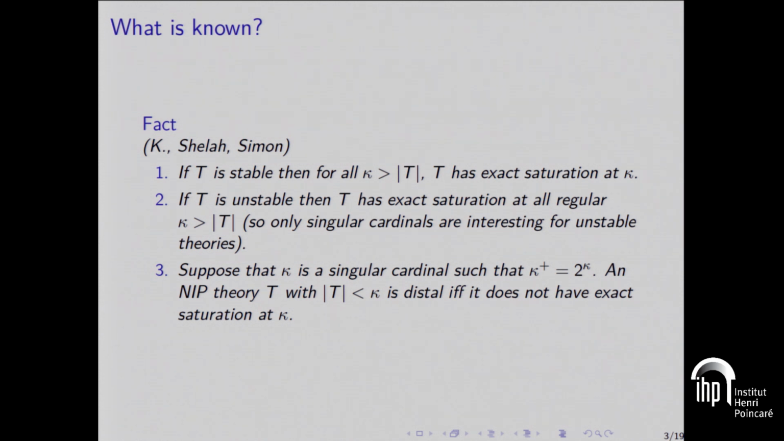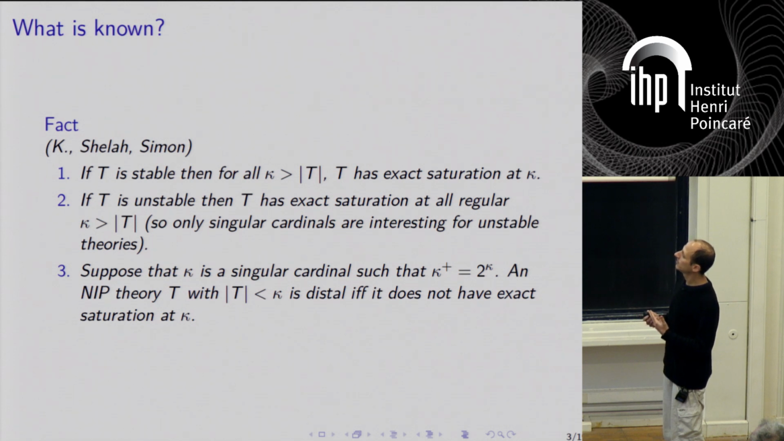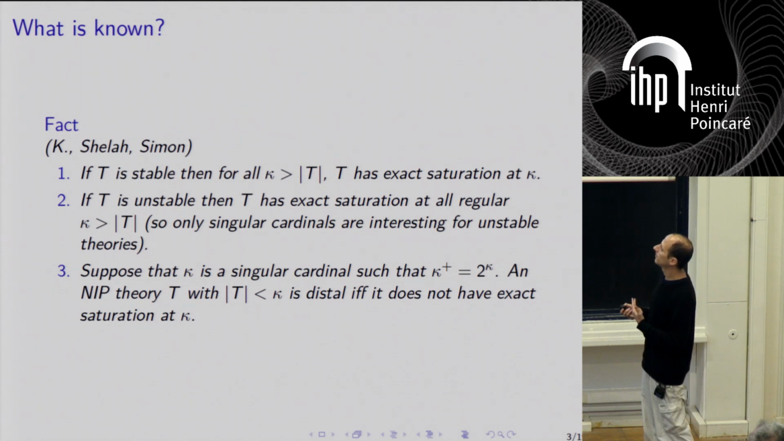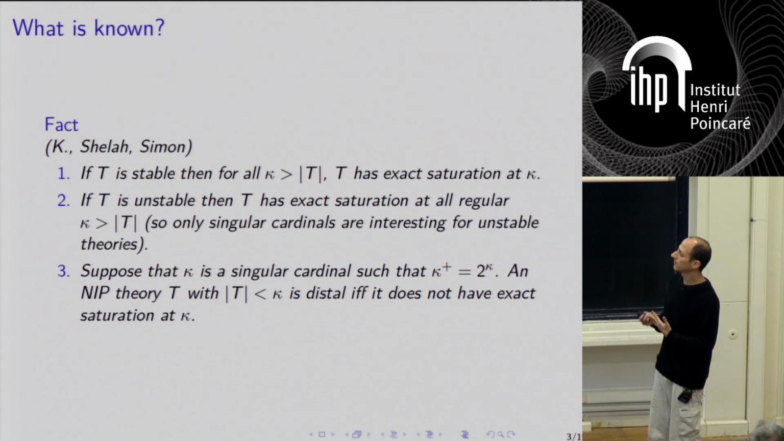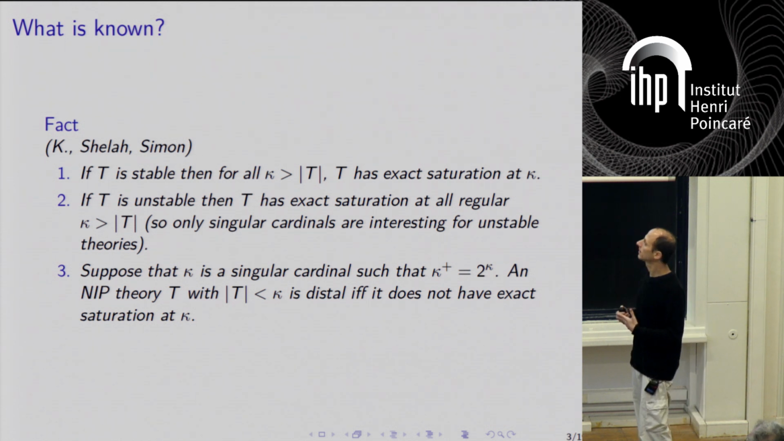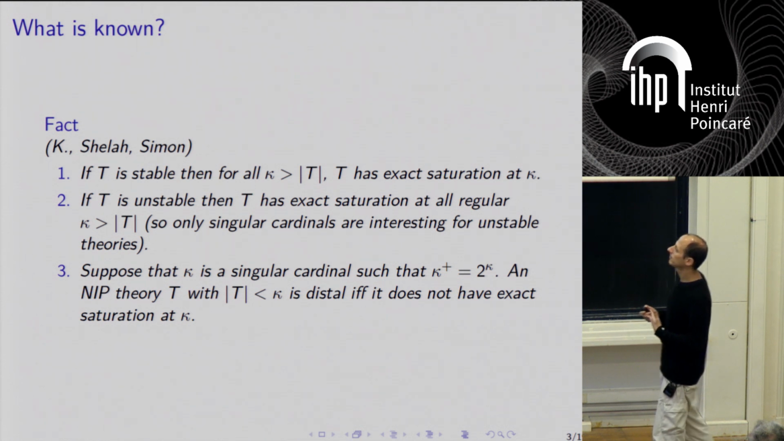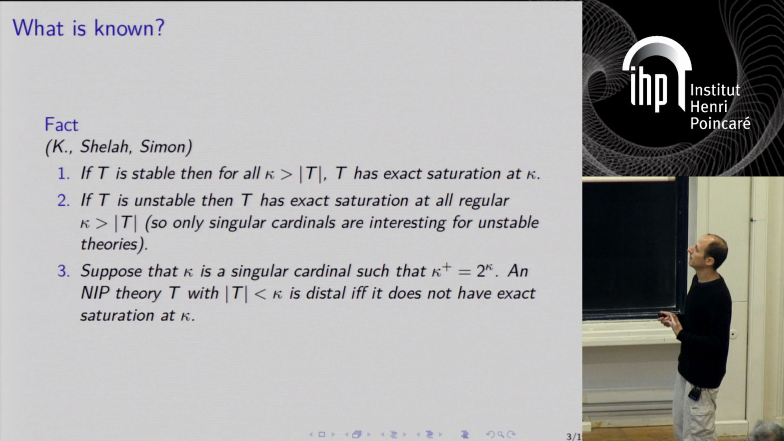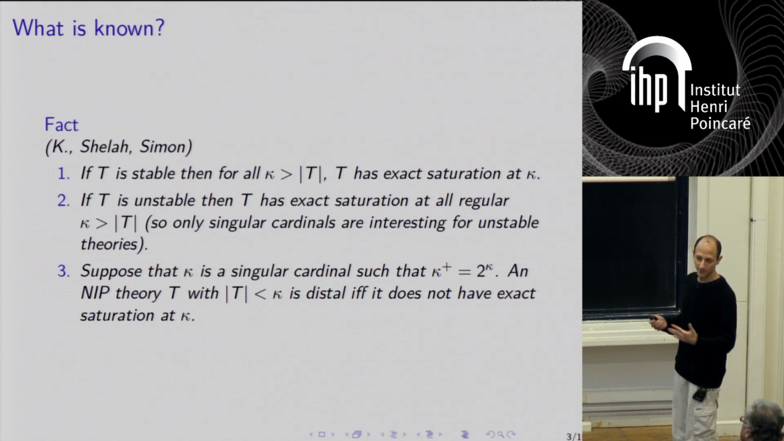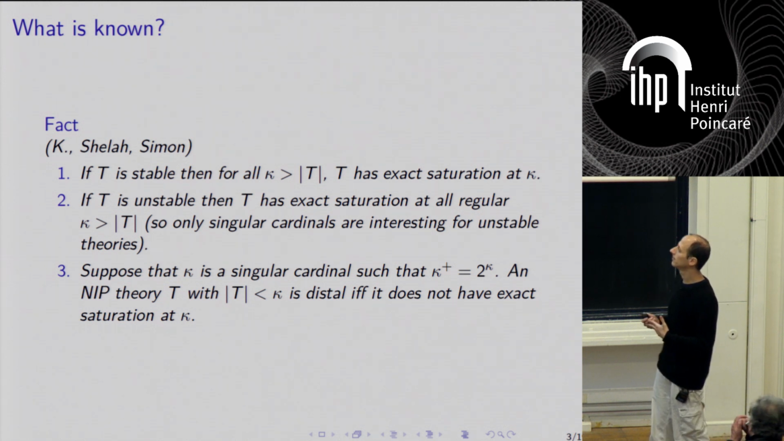Next, now we're looking at a singular cardinal, and we assume the continuum hypothesis around that cardinal. Then for NIP, a theory is distal if and only if it does not have exact saturation. So distality is exactly characterized by not having exact saturation, which is easy to believe if you think about the case of DLO.